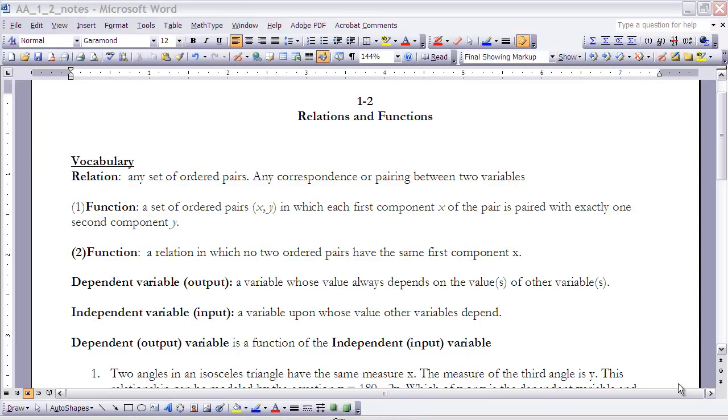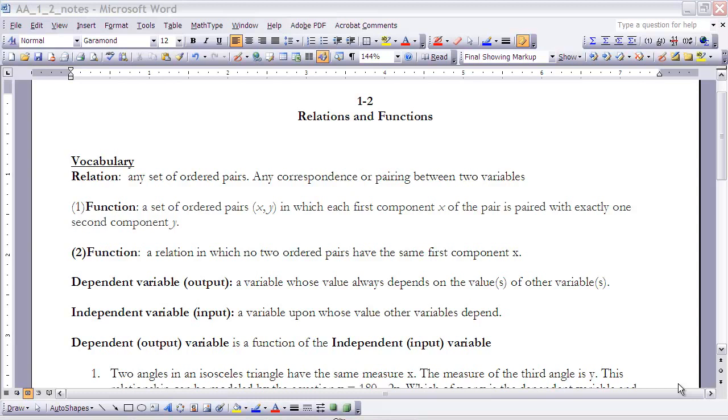A second definition of a function is a relation in which no two ordered pairs have the same first component x. So that's what I was getting at as we were looking at number 1 there, and that is, if it's a function, the first coordinate, or the x values, cannot repeat.